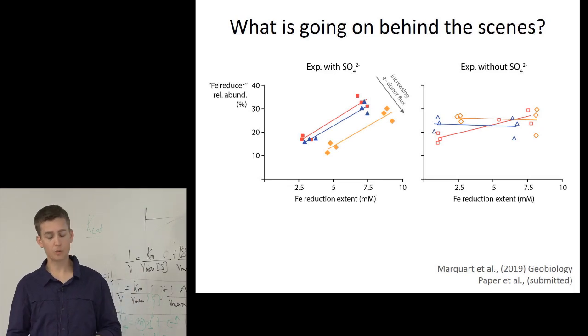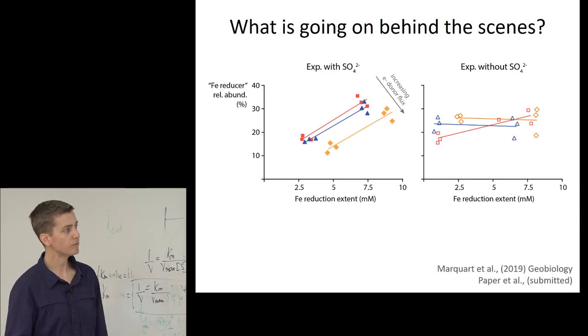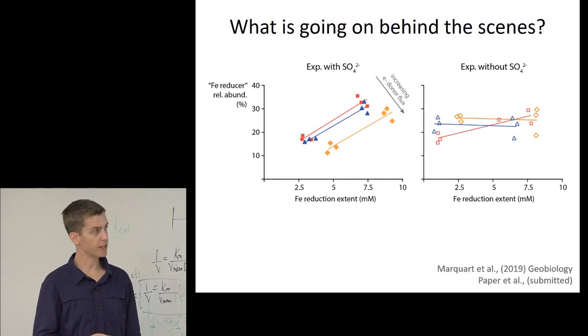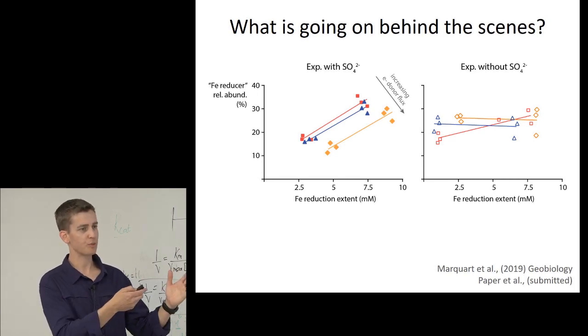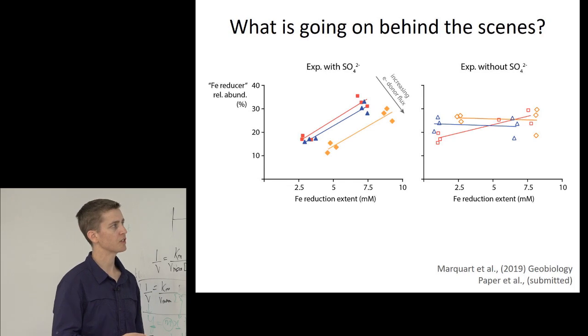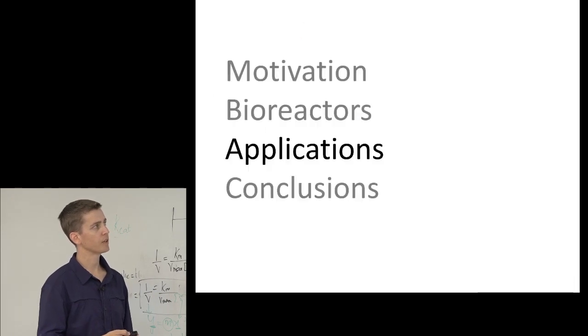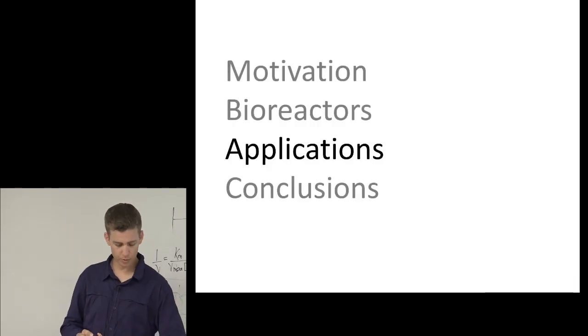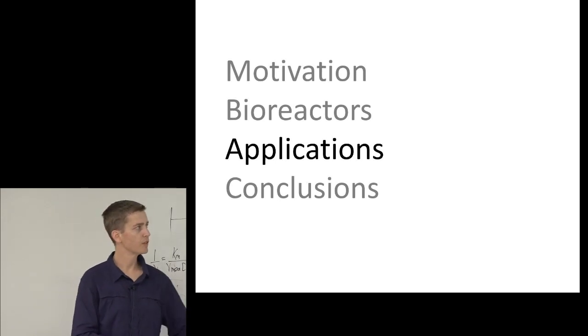So that's what Javil is testing out right now. So we'll see if that ends up being correct. But right now we have some circumstantial evidence that suggests that that's the case. All right, so how can we use these results?